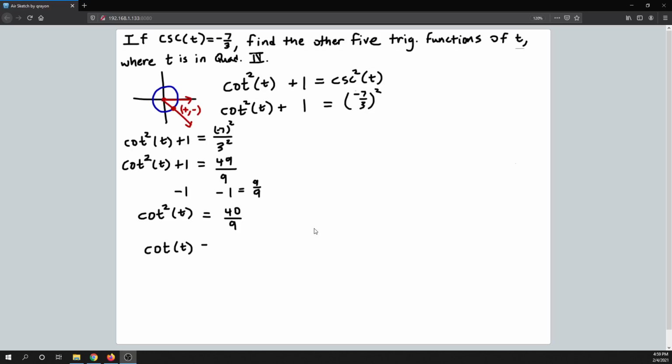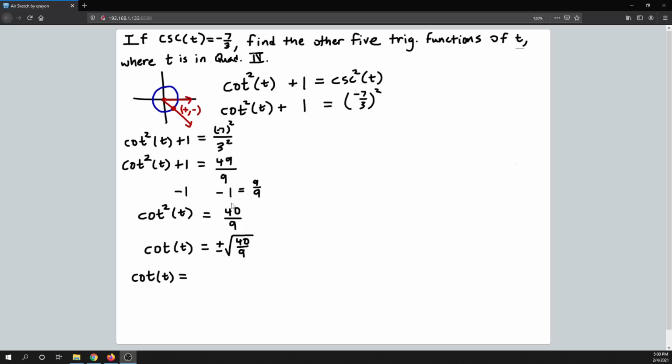right? The square root property says if I have some quantity and it's squared and it's equal to some positive number, then there are two solutions, right? There is plus or minus the square root of the number over on the other side. So if cotangent squared is equal to 40/9, then the cotangent of t is either positive or negative square root 40/9. All right, so I'm going to have to choose either the positive or the negative, right?